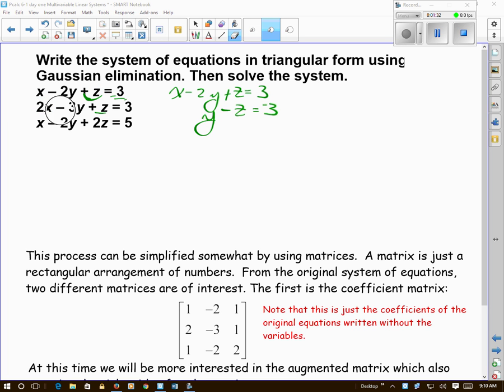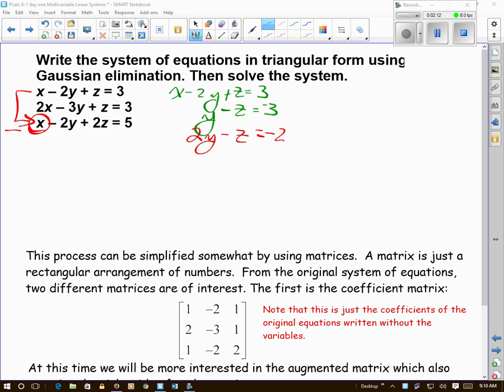Now we'll go through and we can just take the first equation and subtract the second equation to get the 0 in this position. So x minus x, 0. -2y minus -2y is going to be 2y. And z minus 2z, -z, equals 3 minus 5. So the 3 minus 5 is going to give us -2.